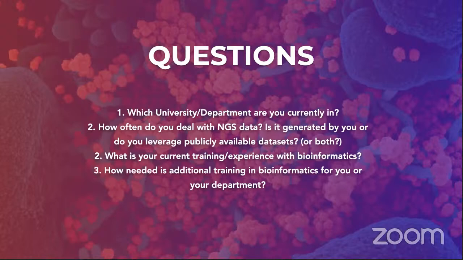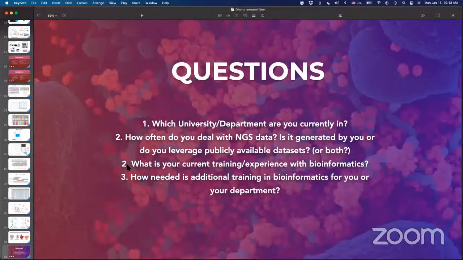So the first one is which university or department you are currently in. Then, how often do you deal with next generation sequencing data in your lab or in your research or in your studies? And typically, is it generated by you, or do you currently leverage publicly available data sets, or maybe both? Three, what is your current training experience with bioinformatics? And four, how needed is additional training in bioinformatics for you or for your department? So these are some questions to help guide this discussion.